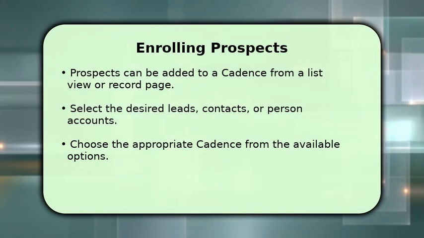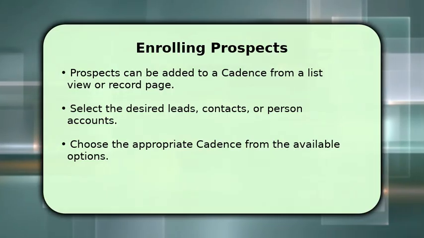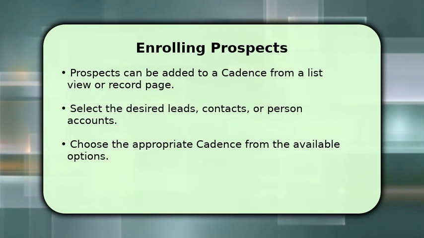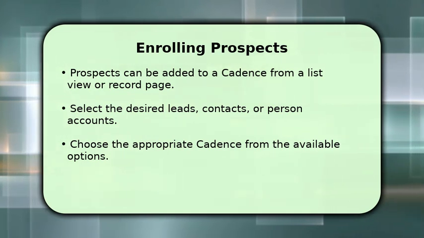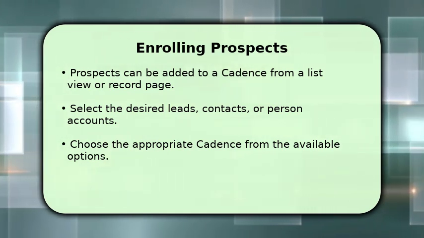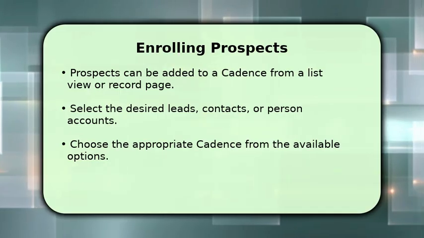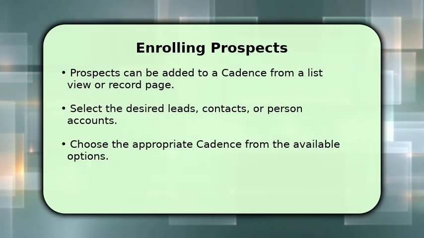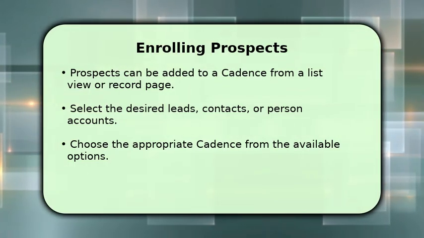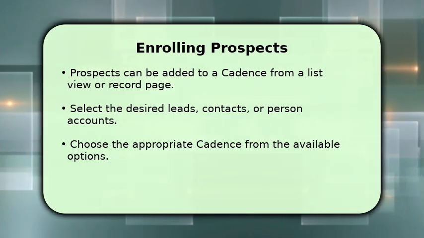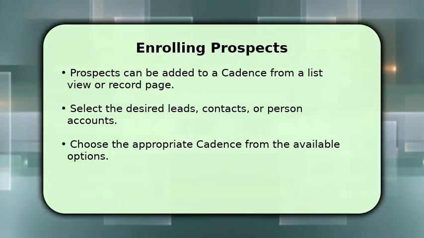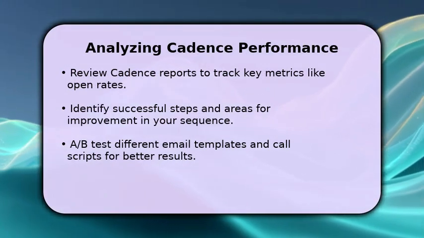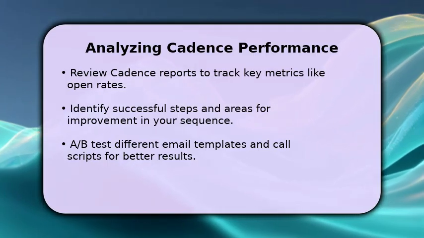Once your cadence is set up, enrolling prospects is the next crucial step. You can easily add leads, contacts, or even person accounts directly from a list view or their individual record pages. Simply select the desired individuals and choose the appropriate cadence from your available options. As prospects move through the sequence, you can monitor their progress and engagement, ensuring timely follow-ups and personalized interactions every step of the way.